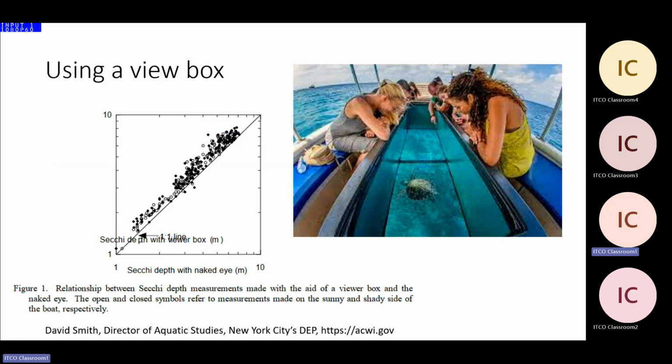Okay, so here's using a view box. So this essentially gets you below the air-sea interface, which can remove some variables, but you'll note here in this plot, sorry about the label there, that the Secchi disk with the naked eye above water versus in water through a viewer box, and you can use a bucket with a clear bottom. There's a bunch of different ways to do this, or just take a camera in a housing and put it below the air-sea interface. They're systematically different.